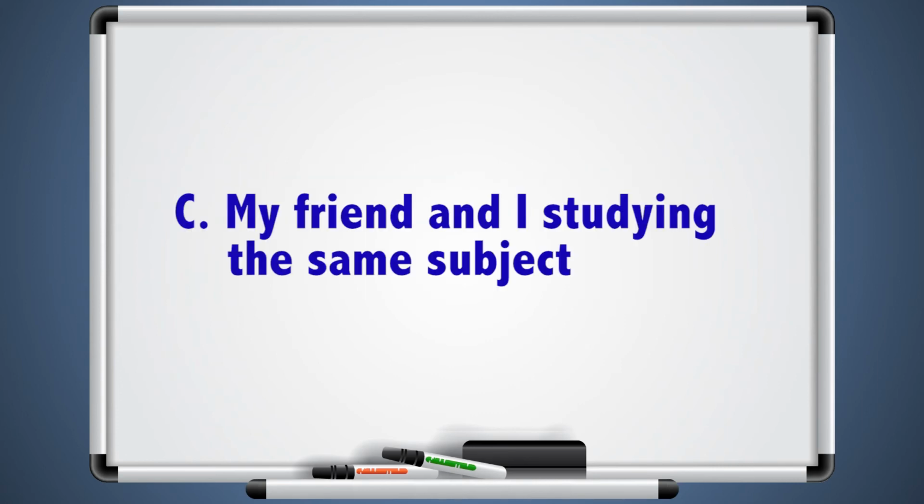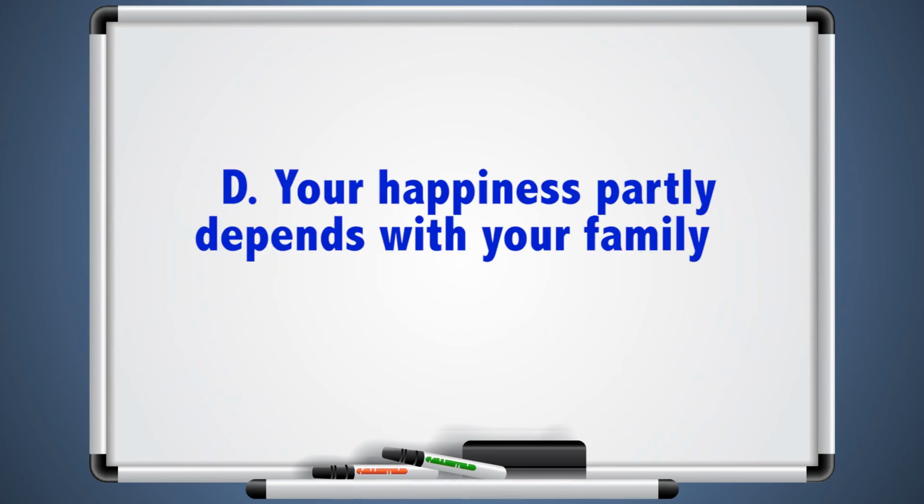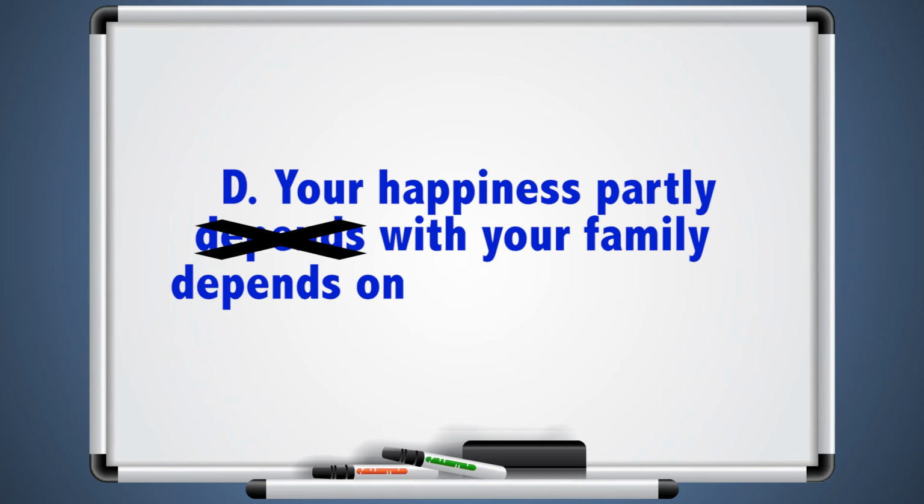C. My friend and I studying the same subject. Well, the mistake here is in studying. My friend and I study the same subject. D. Your happiness partially depends on your family. Here, so it will be depends on. Your happiness partially depends on your family and not with your family as you saw on the screen.